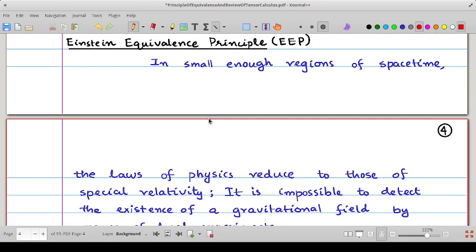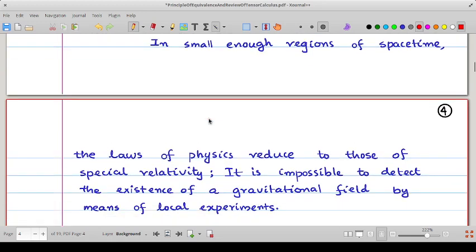And the Einstein equivalence principle says that in small enough regions of space-time, the laws of physics reduce to those of special relativity, and this is because of the following. In small enough regions of space-time, it is impossible to detect the existence of a gravitational field by means of local experiments involving any law of physics.